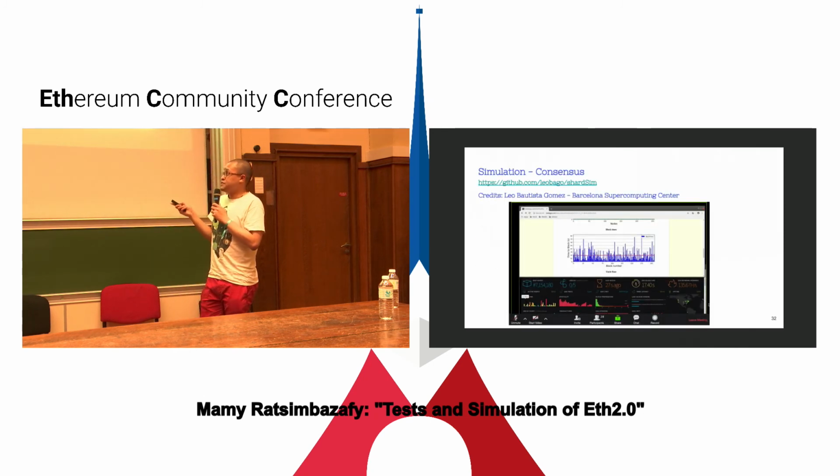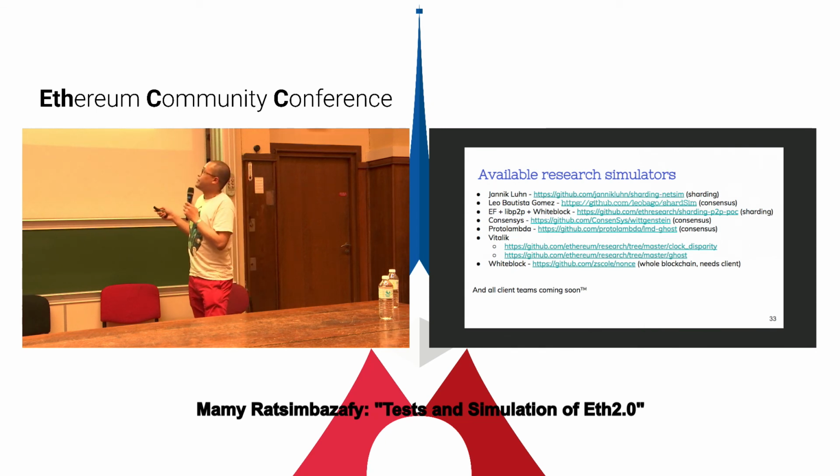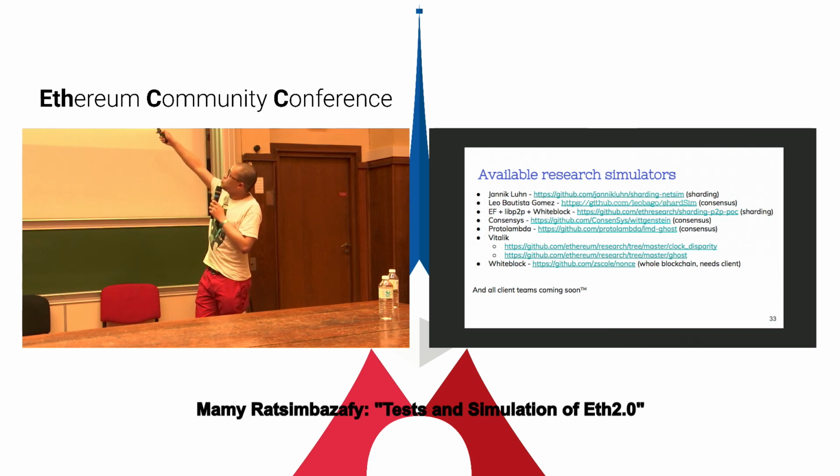Unfortunately, a lot of simulations are just console, and I guess that's one of the next steps that we all have to do on Ethereum 2.0 to appeal to people. But you have all those links: sharding NetSim, ShardSim, which I talked about just before, sharding P2P proof of concept, Wittgenstein from ConsenSys. You have Proto Lambda, LMD GHOST, which is the fork choice for proof of stake. Vitalik has two simulations, one called clock disparity, which simulates latency on a network to make sure that we can have consensus even with latency issues.